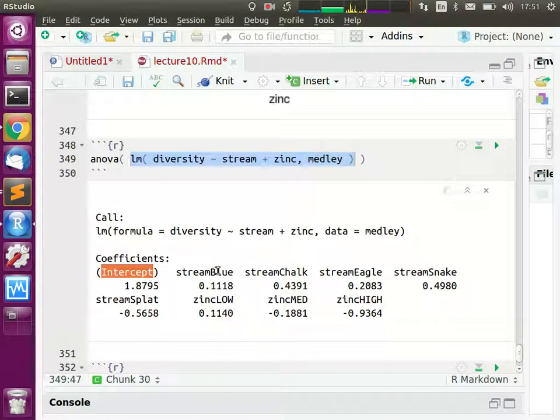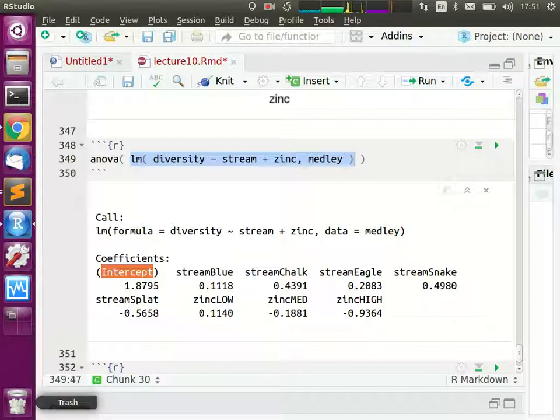Then if it is not arcan stream but one of the others, we always add these values. So when it is a blue stream or chalk stream or eagle stream, we add 0.11 or 0.44 or 0.20 to this intercept. And the same way, if it's not background, but if it's low, medium or high concentration, then we add these values to it.